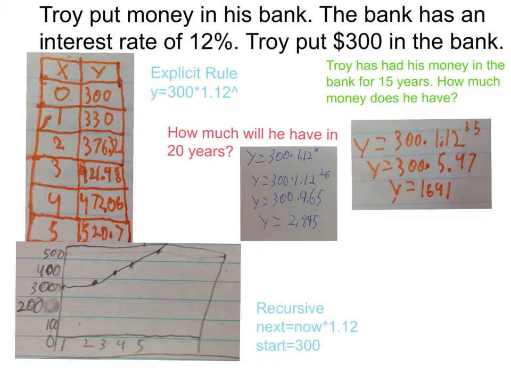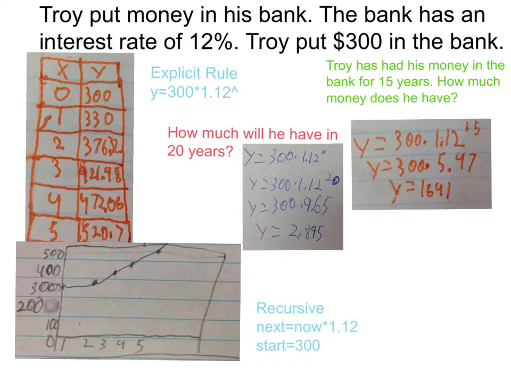Troy has had his money in the bank for 15 years. How much money does he have? To solve this problem, we have to find y. First, we have to do 1.12 to the 15th, which is 5.47, and then we do 300 times 5.47 to get 1,641 equals y, which means he has $1,641 in the bank in 15 years.